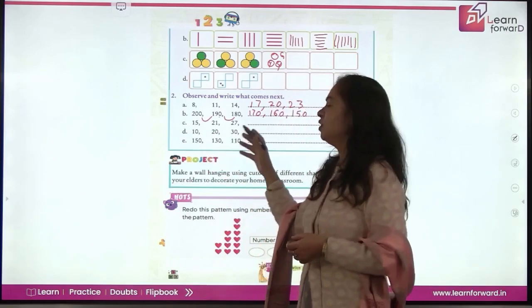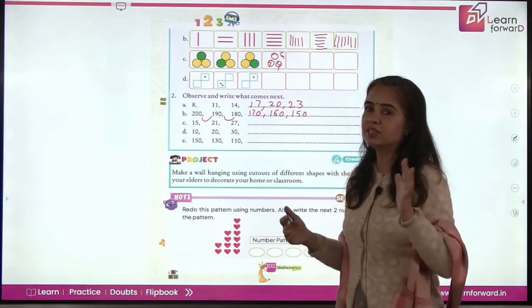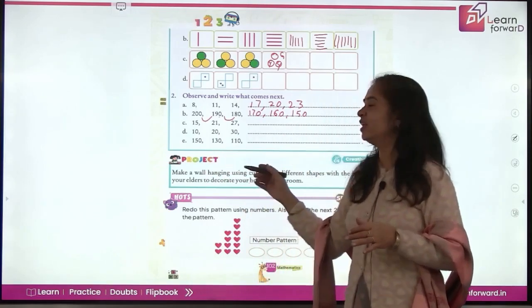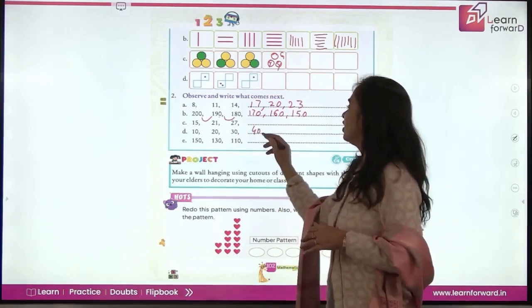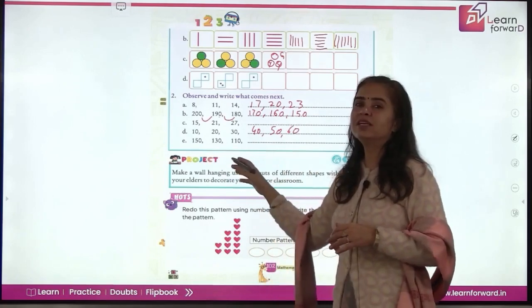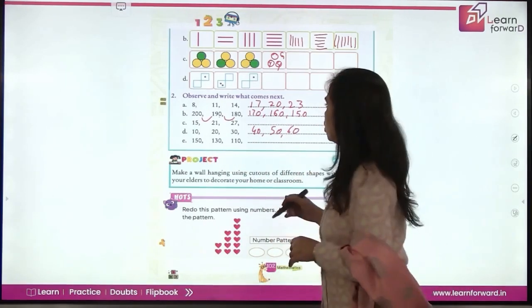15, 21, 27. Yes, it is increasing. Now see yourself how it is increasing and find the other numbers. Yes, 10, 20, 30, you are there with the answer. 40, 50, 60 is perfect. And now here also it is decreasing. Find out the difference and find the remaining numbers yourselves, children.